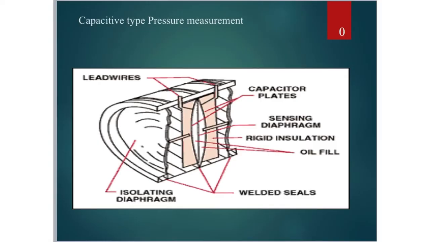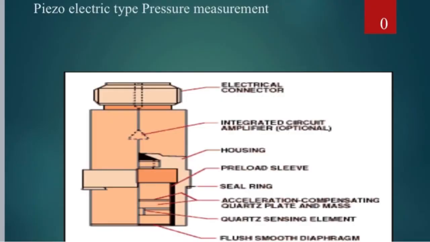Capacitive type pressure measurement. The parts are lead wires, capacitor plates, sensing diaphragm, rigid insulation, oil fill, welded seals, isolating diaphragm. And next is piezoelectric type pressure measurement. The parts are electrical connector, integrated circuit amplifier, housing, preload sleeve, seal ring, acceleration compensating quartz plate and mass, quartz sensing element, flush smooth diaphragm.